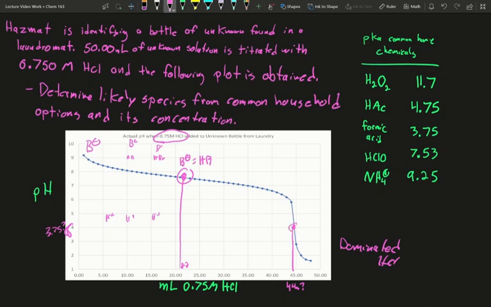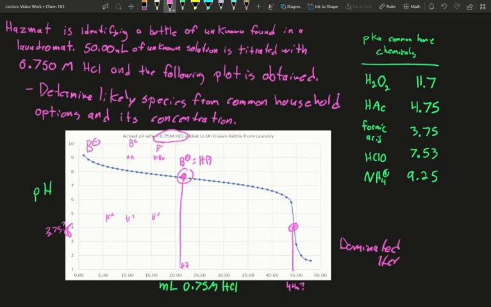If 44 milliliters is what it took to get rid of all of the base, then half that volume should have gotten rid of half the base. We're putting protons on it with a strong acid, so how do we get rid of B minus? We create HB. We create the conjugate acid.